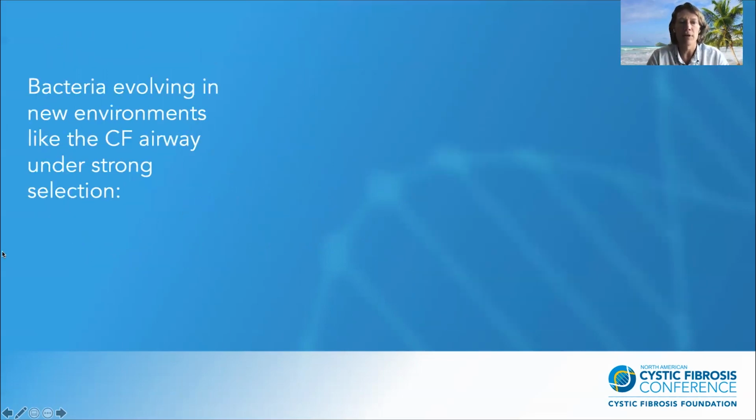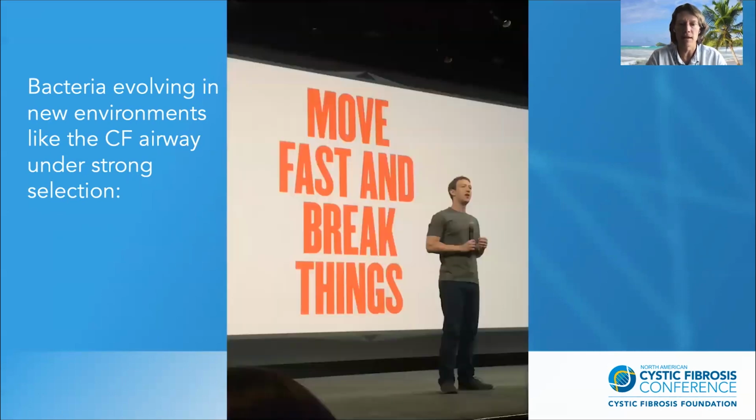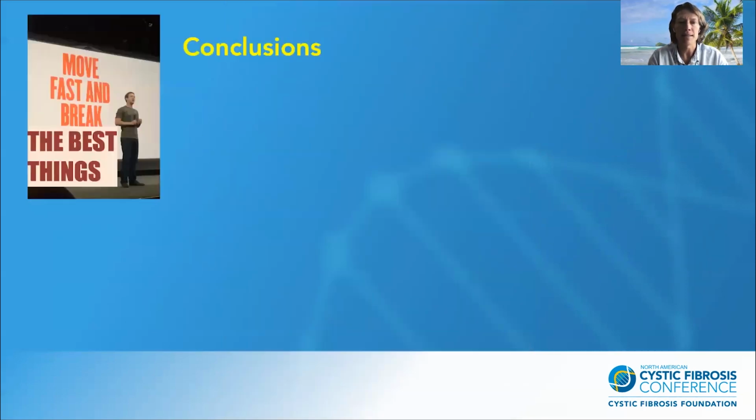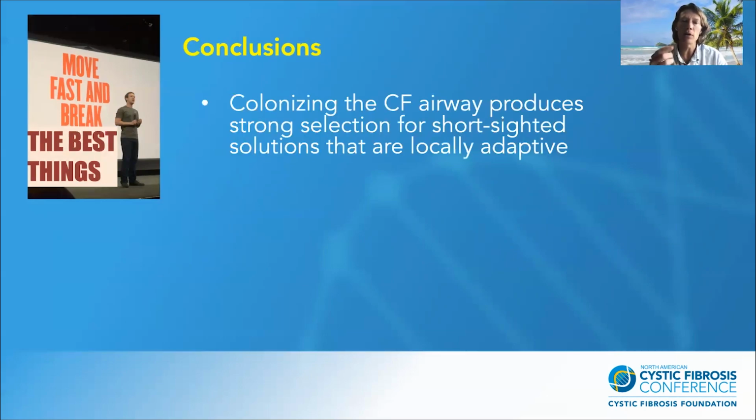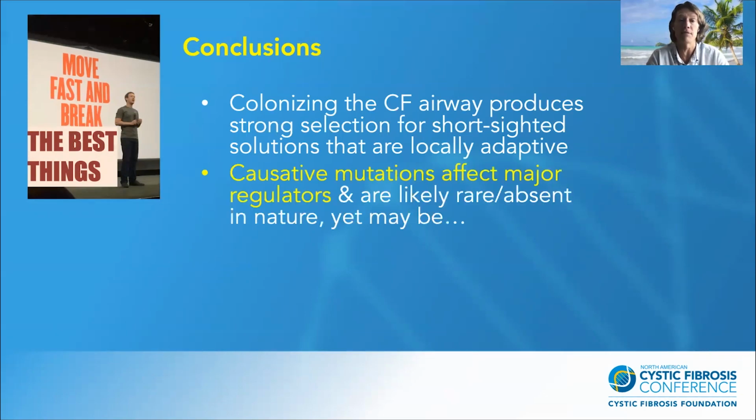So bacteria evolving in new environments like the CF airway under strong selection experience stresses, and what they wind up having to do is evolve quickly. That is, as Zuckerberg said about Facebook, they have to move fast and break things. Except that natural selection has the ability to winnow among all of the broken things, newly arising mutations, and select out the best mutations. And so we can conclude that colonizing the CF airway produces very strong selection for short-sighted solutions that are locally adaptive to the CF airway. They'd likely be maladaptive in the natural environment.